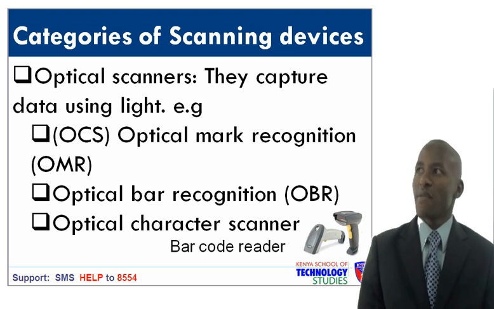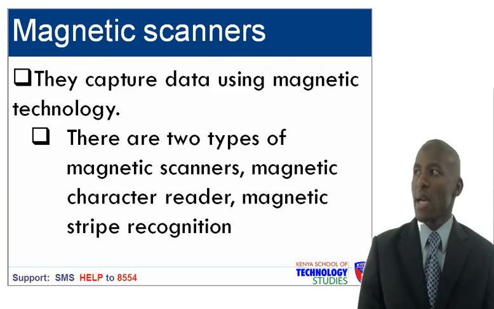Categories of scanning devices. The first one is optical scanners. They capture data using light, e.g. we have optical mark recognition, that is OMR. We also have optical bar recognition, OBR, and the last one, optical character scanner.